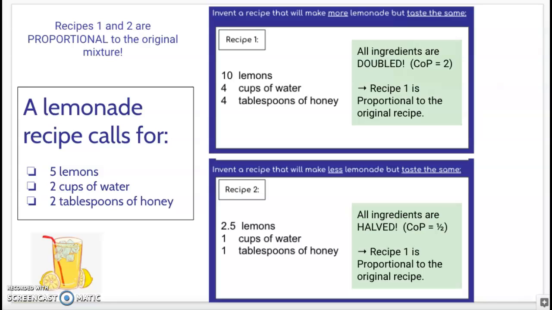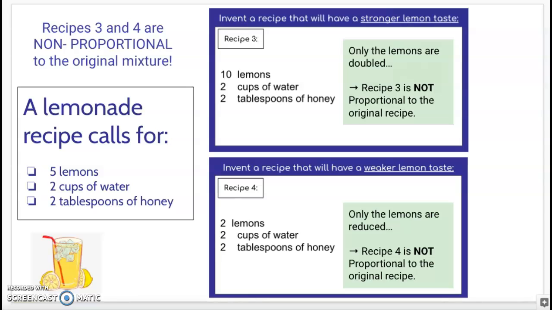And this throws us back to our very first lesson that we talked about. It all has to taste the same, right? So if you double one thing, which I did here, I doubled the lemons, I have to double everything, doubling the cups of water, doubling the tablespoons of honey. Likewise, I can make less. I can half it. So my COP, my multiplier, is 1/2. You can think of that as dividing by 2, but remember, we're multiplying every time. And if I have 5 to 2.5, as well as 2 to 1 and 2 to 1, then I'm good to go. These are proportional relationships.